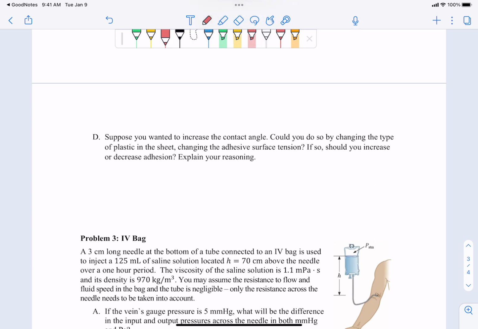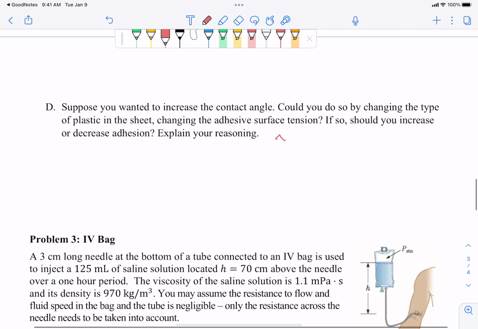If the angle increases, the adhesion actually decreases. So basically what this is saying is, I'm going to increase the contact angle regardless. So if I want to increase it, how can I do that? Would I change the type of plastic or the type of material, and thus change the adhesive surface tension? But if you think about this equation, the adhesive surface tension is equal to the cohesive times 1 plus cosine of the contact angle, right?